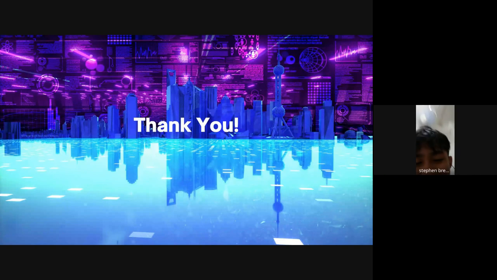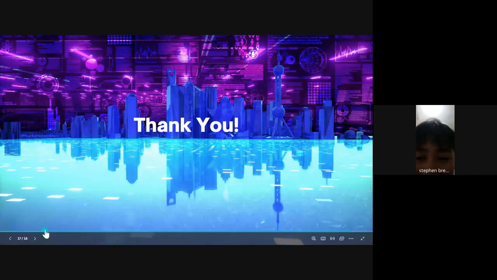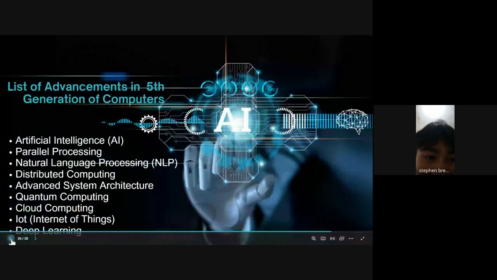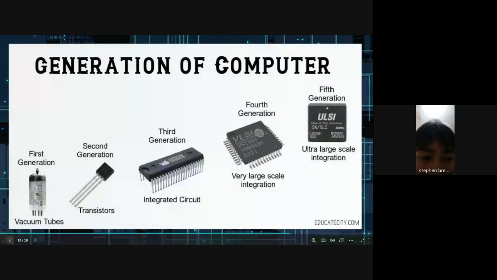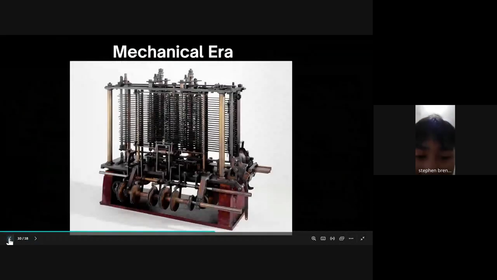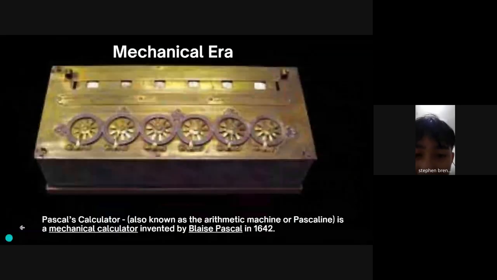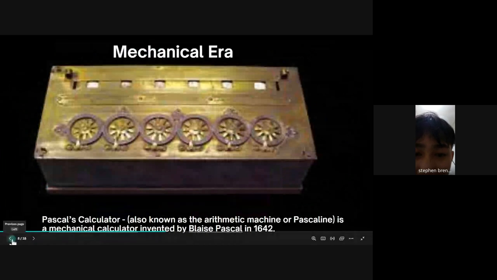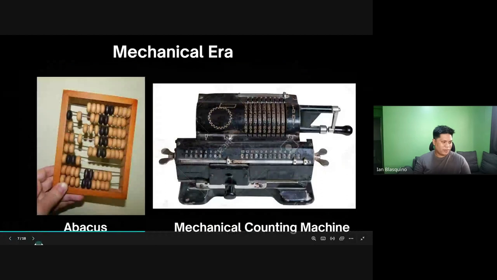Sir, ano lang po, about po kanina sa may mechanical computer, ano po yung gamit nila para mag-function like ngayon po sa atin? Yung computer po ay ginagamitan po ng electronics para mapagana. Eh yung noon po, ano pong ginagamit nila para mag-function? Mechanical. Opo, sir.